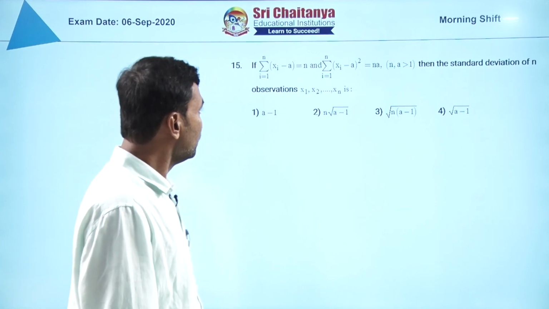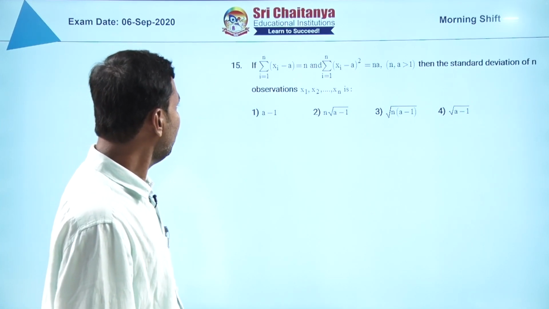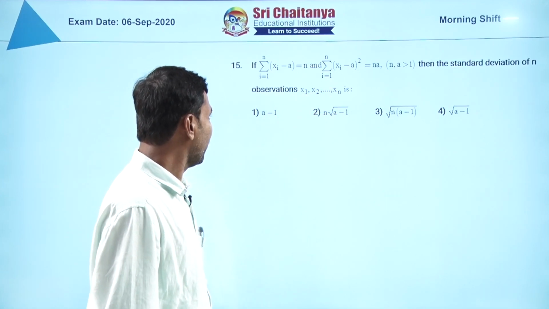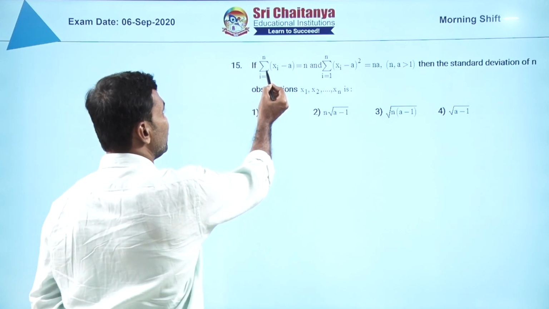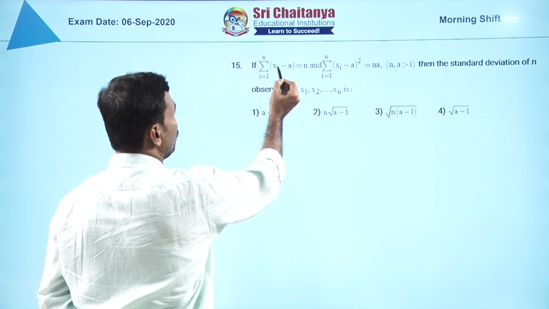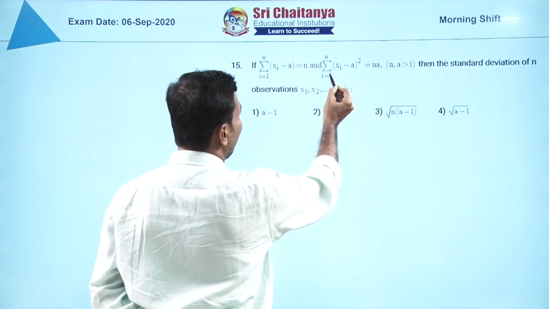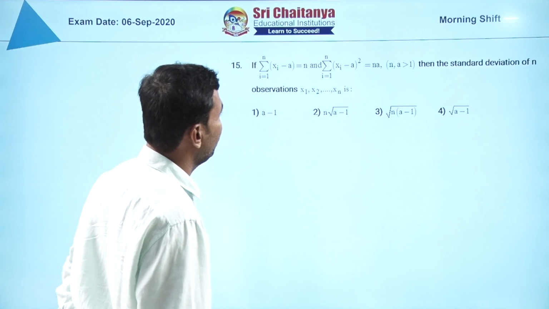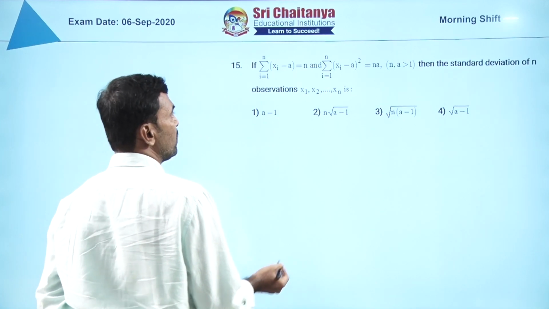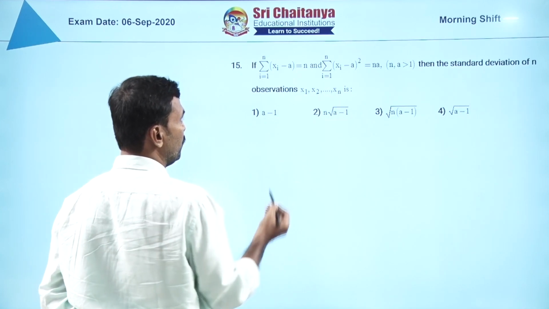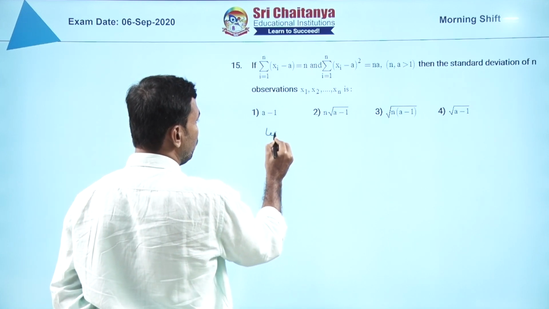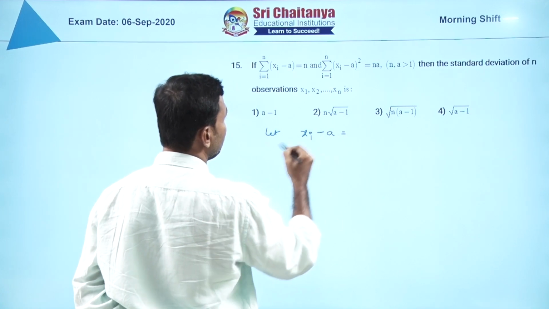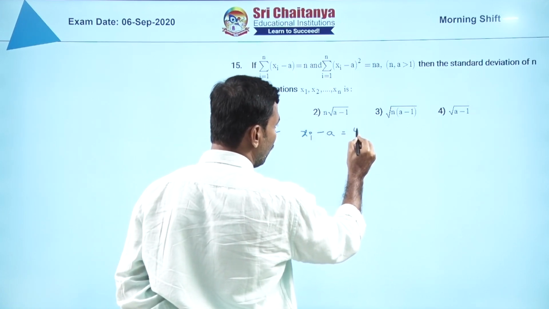Okay. This problem is from statistics. Here the observations are x1, x2, x3, ..., xn, and he has given sigma i equals 1 to n of (xi minus a) is n, and sigma i equals 1 to n of (xi minus a) whole square is na. You have to find the standard deviation for these observations. Let us suppose this xi minus a, where a is some constant, is yi.